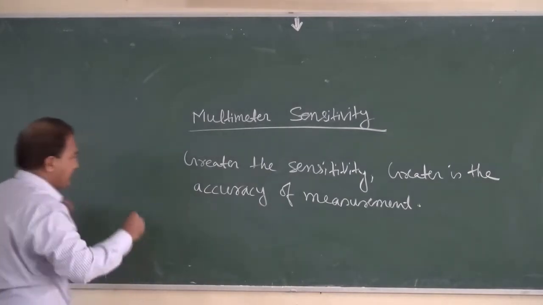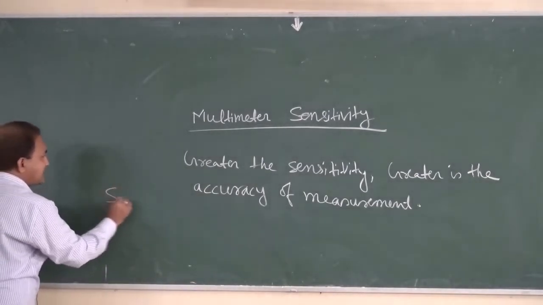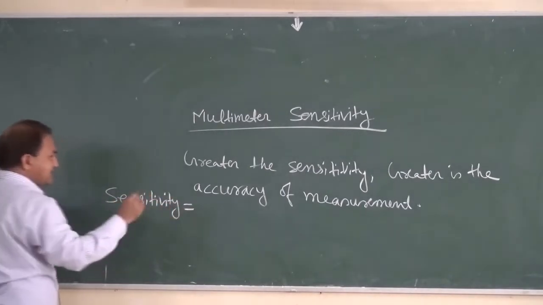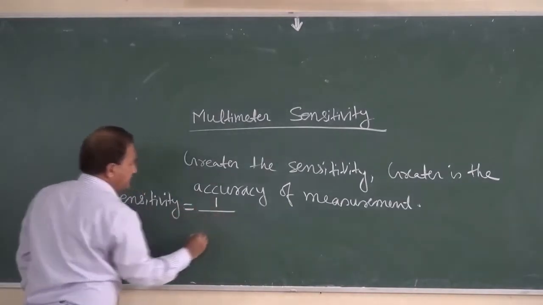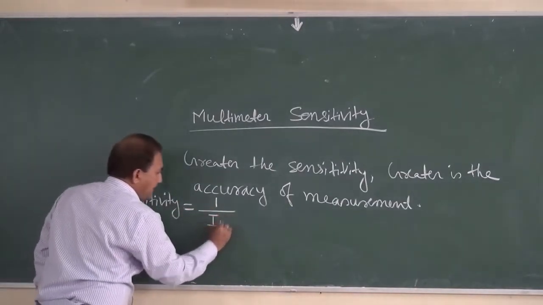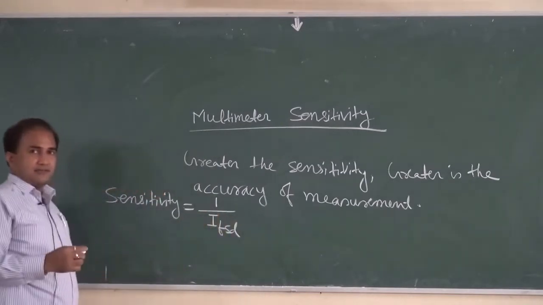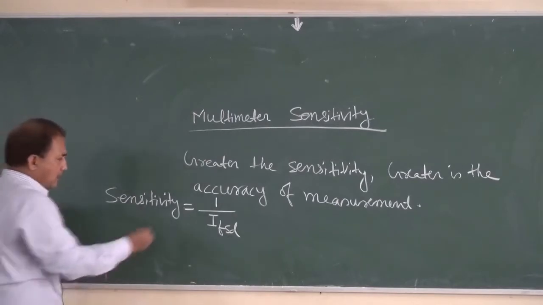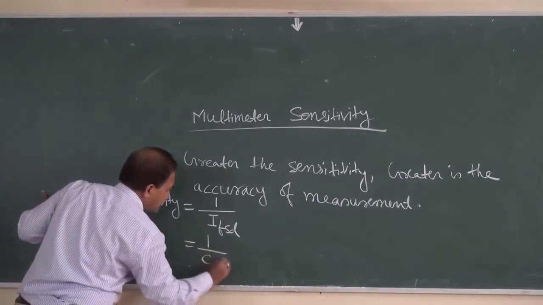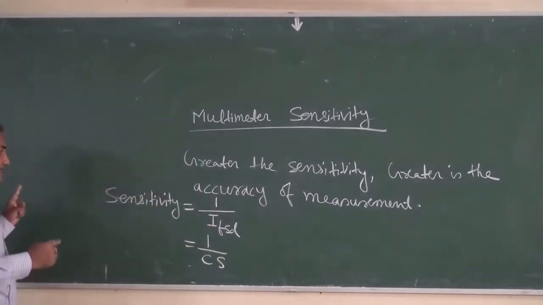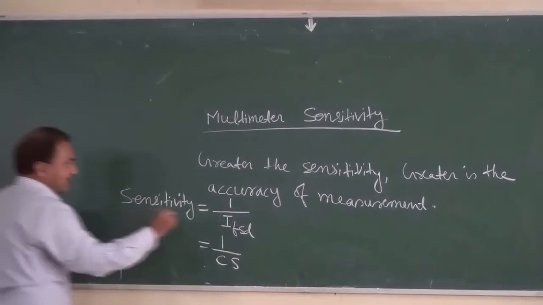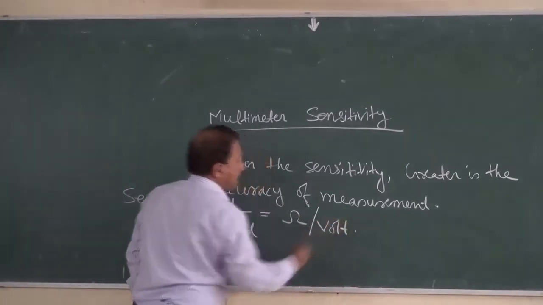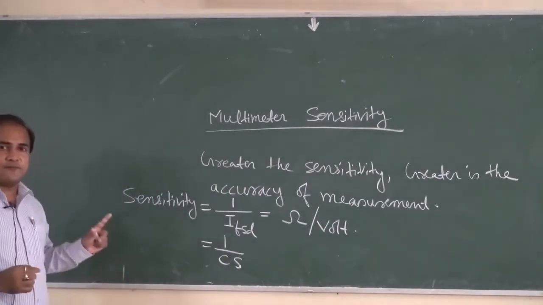What does this mean? So first of all, what is sensitivity? Sensitivity is equal to 1 by IFSD, the full scale deflection current. It is the inverse of full scale deflection current, or equal to 1 by current sensitivity. And sensitivity is expressed in ohms per volt.